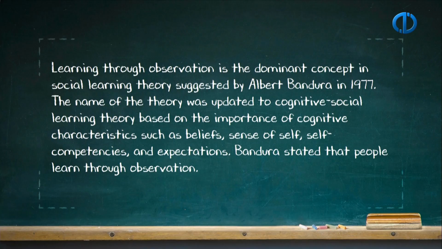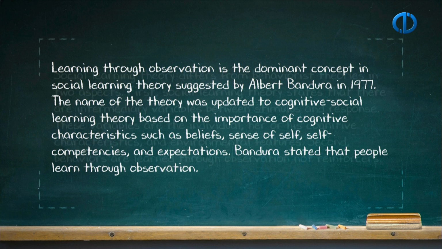Our last topic for today is social learning theory. According to social learning theory, the main factors determining psychological development are environment and cognitive processes. Learning through observation is the dominant concept in social learning theory, suggested by Albert Bandura in 1977. The name of the theory was updated to cognitive social learning theory based on the importance of cognitive characteristics such as beliefs, sense of self, self-competencies, and expectations. Bandura stated that people learn through observation.